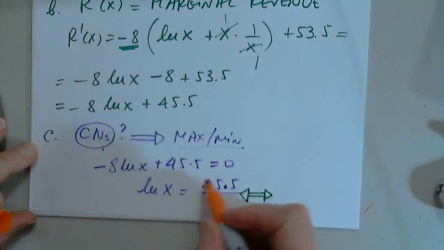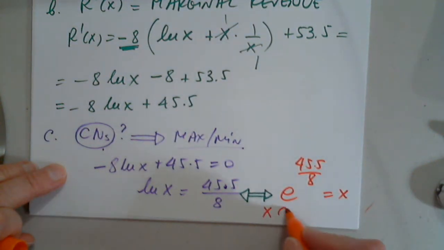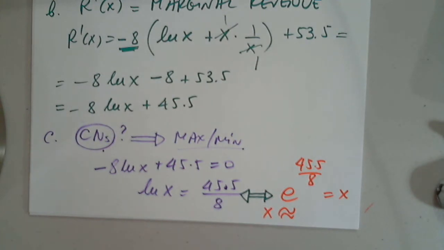E to the 45.5 over 8 equals x. So now let's approximate. I will put this in the calculator. Here is e to a power. E alone without a power is right here, but I'm going to use e to the power. And in parentheses, you know me already, 45.5 divided by 8. Then I divide the whole thing. No, that's it, it was already included. So enter. So x equals 200.